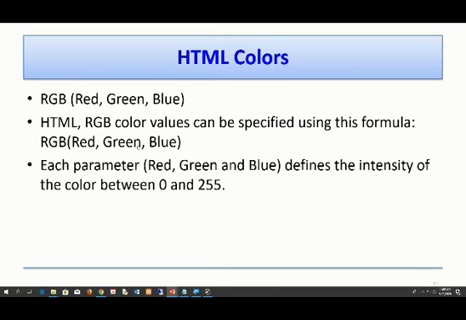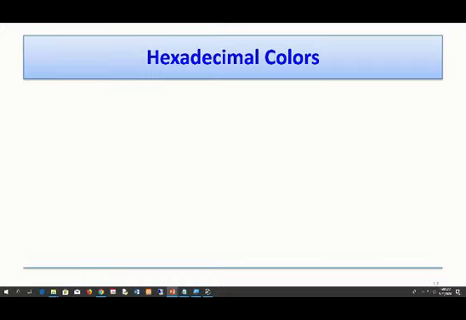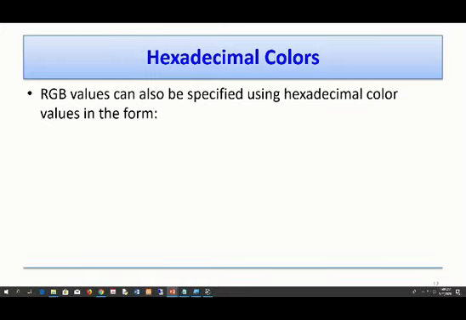Each parameter defines the intensity of the color. That intensity range is 0 to 255. That means we can set any value between 0 and 255, right? So when you set the intensity of the color, you have to follow this particular order. First one is the intensity of the red, and the next one is the intensity of the green, and finally the intensity of the blue.